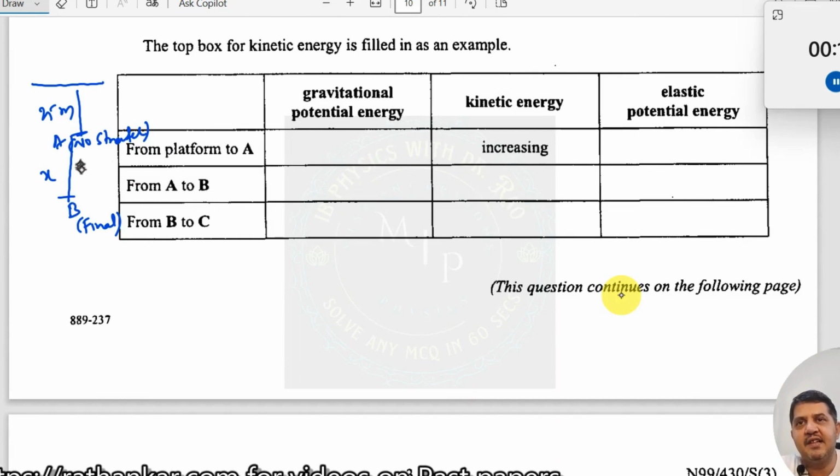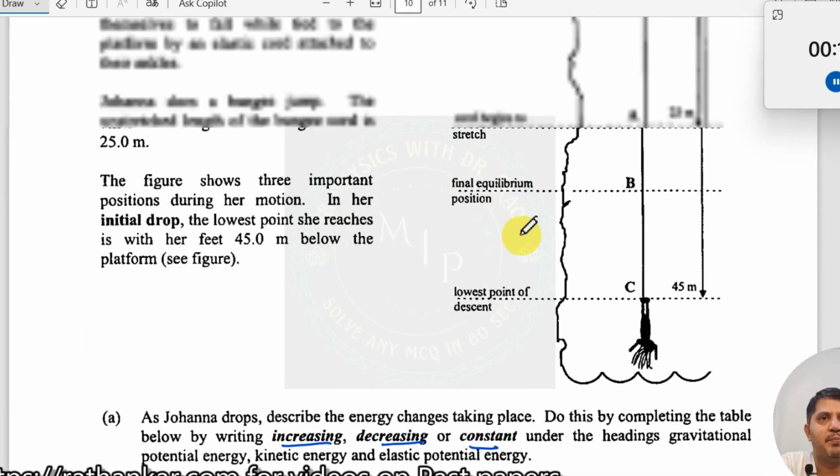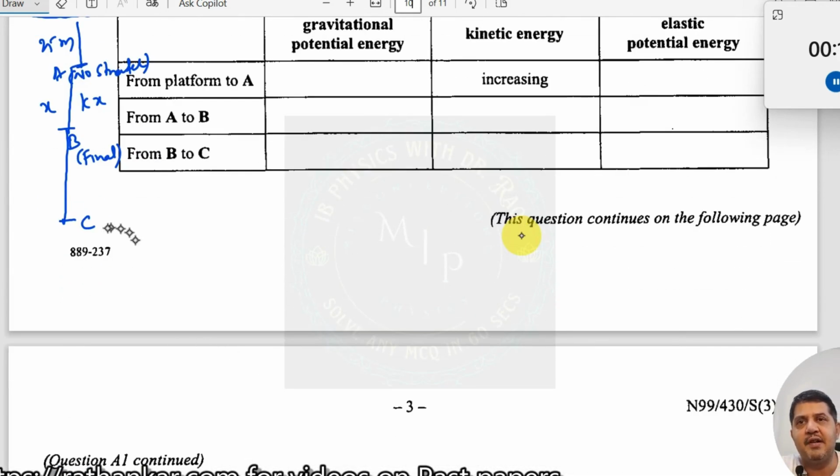So here Hooke's law would be applicable. F is equal to kx. Slowly, as the displacement increases, the rubber cord will also have a restoring force F proportional to x. After this, because of her weight, she comes to point C, the lowest point of descent, where she is now hanging over here. At this point C, her weight makes her come all the way down until here. So the rubber cord is being stretched, and this total height is seen to be 45 meters, which means from point A to point C is another 20 meters.